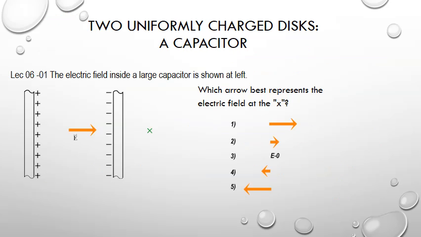So here's a problem. We have two uniform disks, one positively charged, one negatively charged, and the electric field inside is E. They want to know what the electric field is out here at this X. So which arrow best represents the electric field at X? So what I want you to do is pause the podcast and come up with an answer, or what answer you think. And then I'll help talk you through why I think what the answer should be.